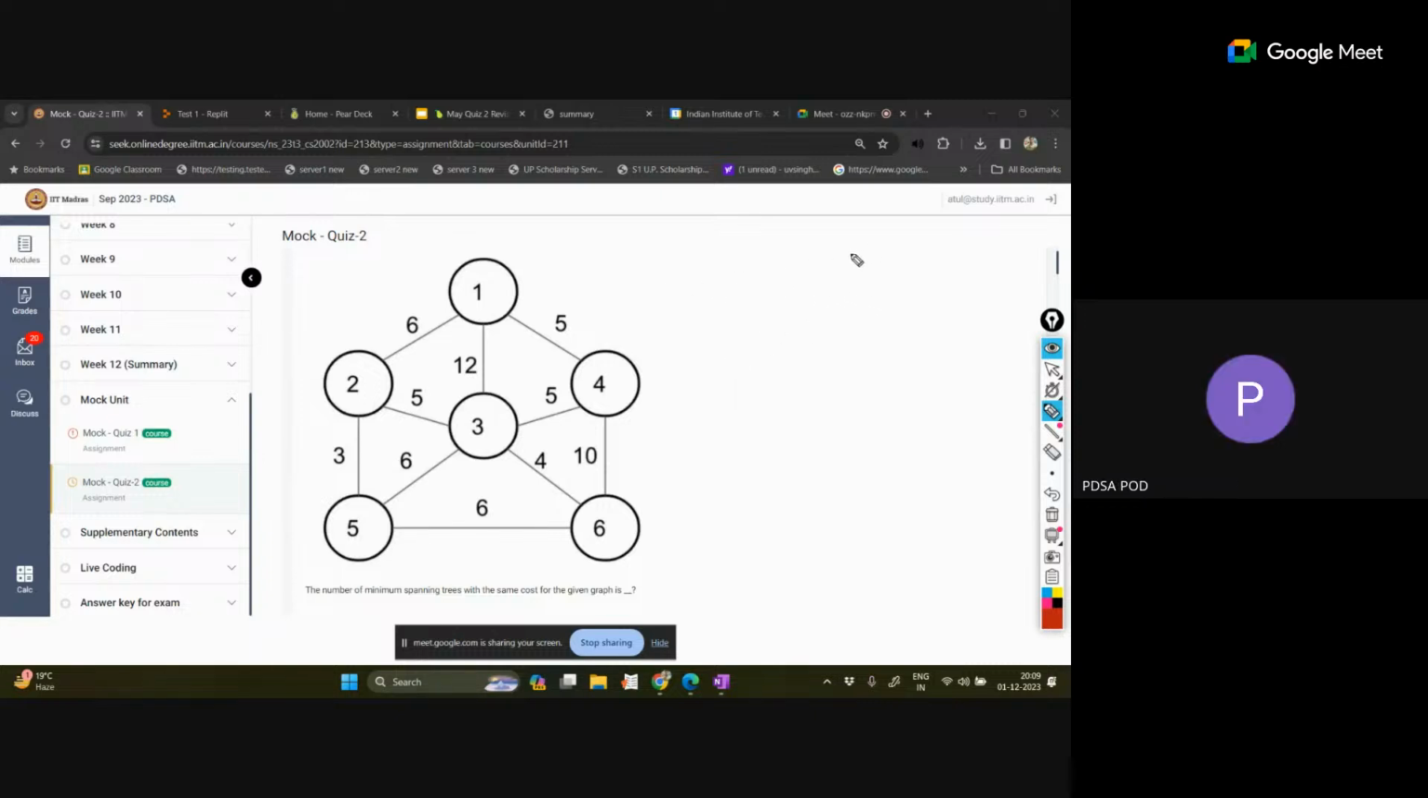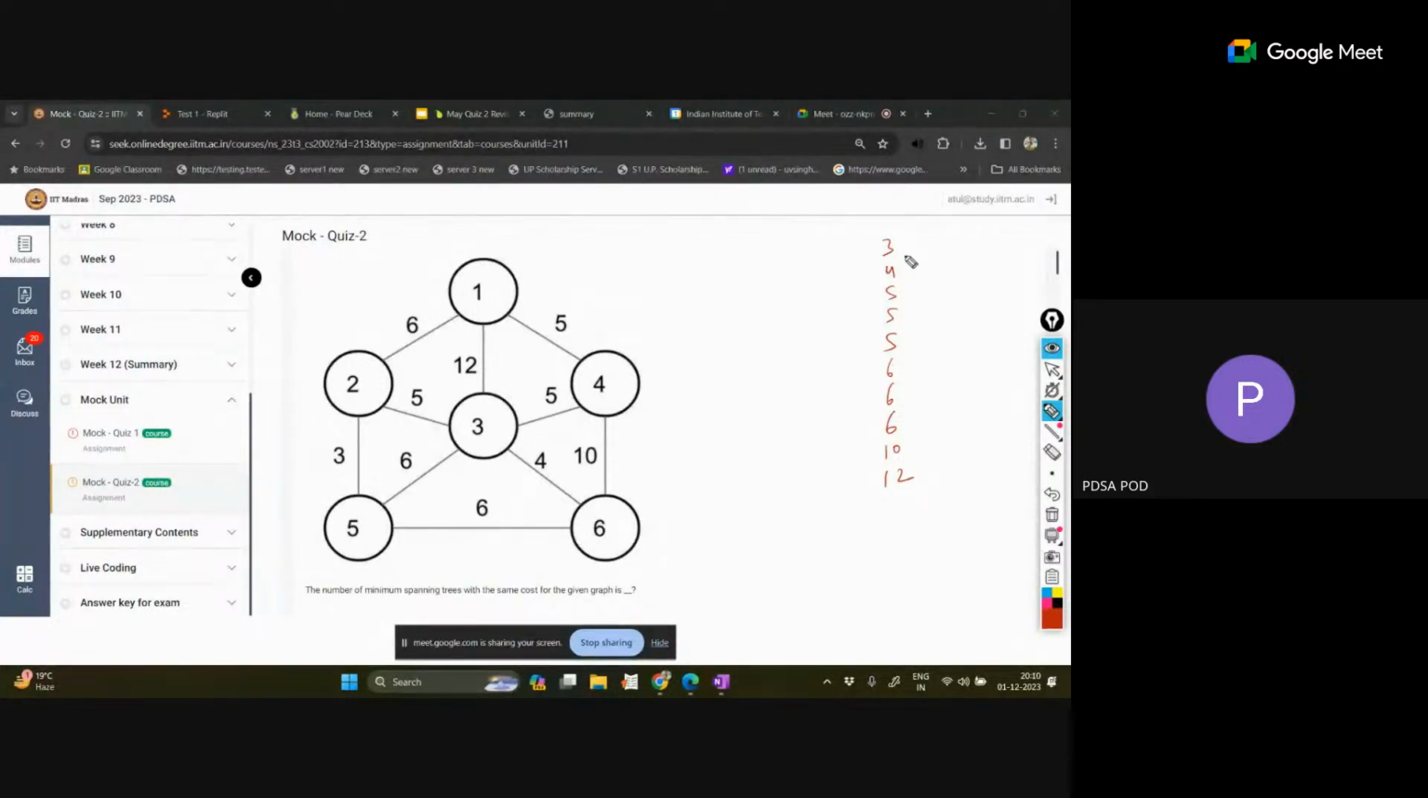So what you can do is arrange these weights in increasing order. What is the minimum? This is 3. Then the next minimum is 4, and 4 appears only once. After that, you can see 5 is repeating 3 times: 5, 5, 5. Now 6 is also repeating 3 times. After that, the remaining weights are 10 and 12, correct? Anything else remaining? No, I think.